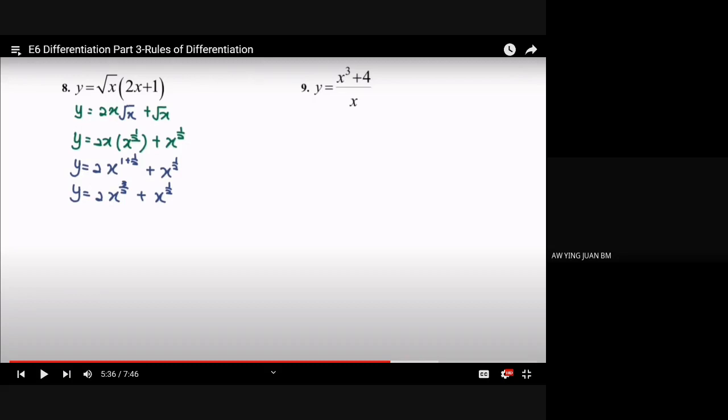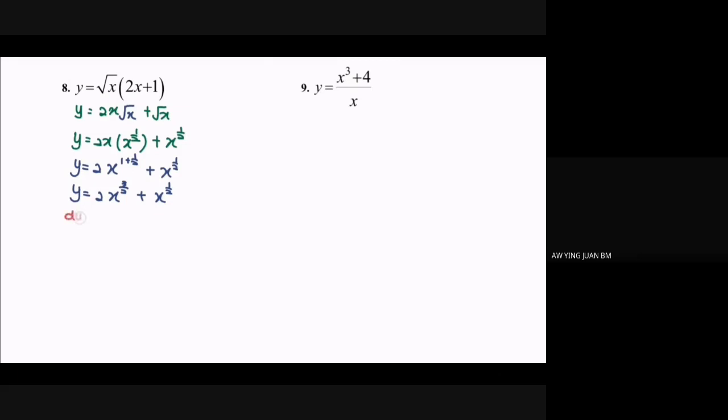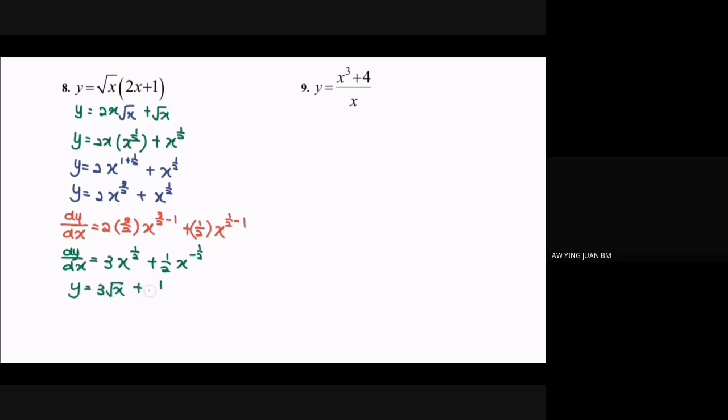Kita tengok keadaan seterusnya. We will have dy dx equals to 2 bracket multiply with the power where we have 3 over 2 and then x to the power of 3 over 2 minus 1 plus again, multiply with the power 1 over 2, x to the power 1 over 2 minus 1. Finally, dy dx is equals to 3x to the power of 1 over 2 plus, we have 1 over 2 multiplied with x to the power of negative 1 over 2. Rewrite the situation. So y is equals to 3 square root of x plus 1 over 2 square root of x. Let's proceed with number 9.